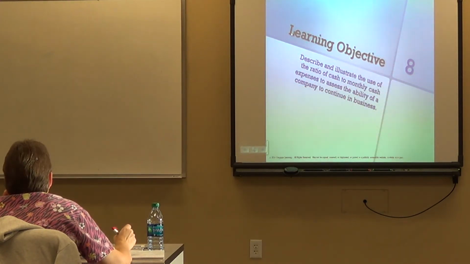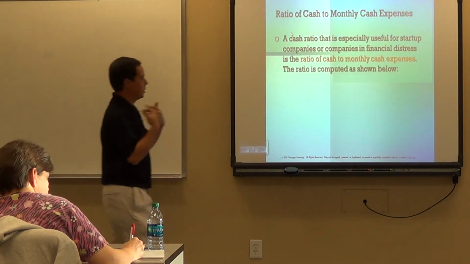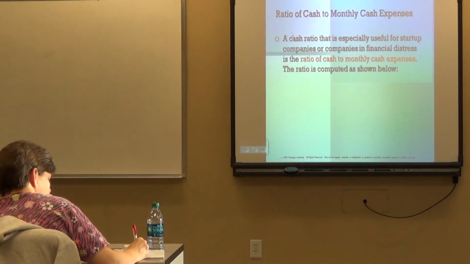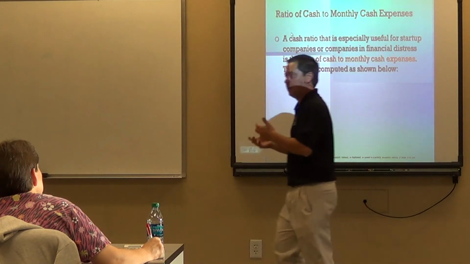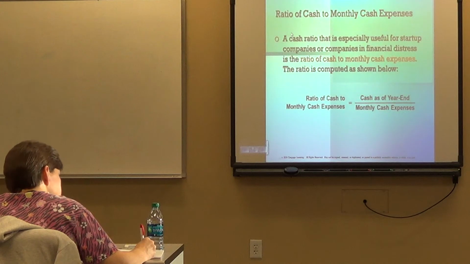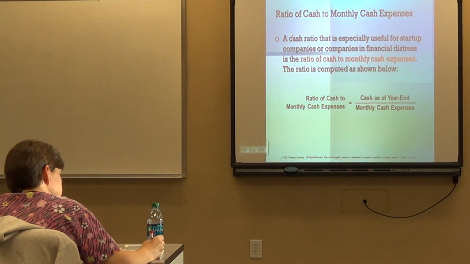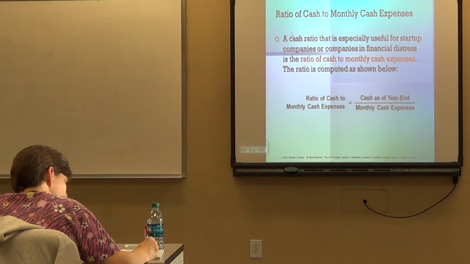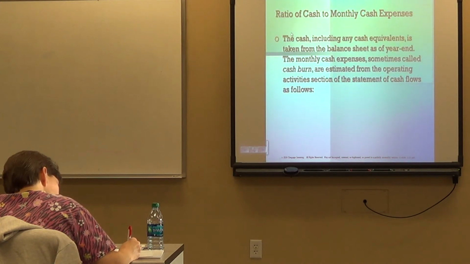Simple stuff. All right, so describe and illustrate the use of ratios of cash to monthly cash expenses. So basically we'll take a look at here, have we been able to pay our bills? A cash ratio that is especially useful for startup companies or companies in financial distress is a ratio of cash to monthly cash expense. This ratio is computed by using the following equation. So cash at year end, and then your monthly cash expenses. Let's figure out what we have. And then you have your ratio of cash to monthly cash expenses here again.